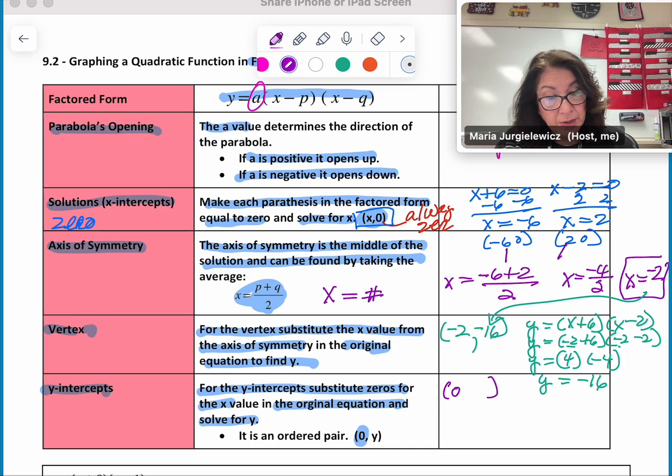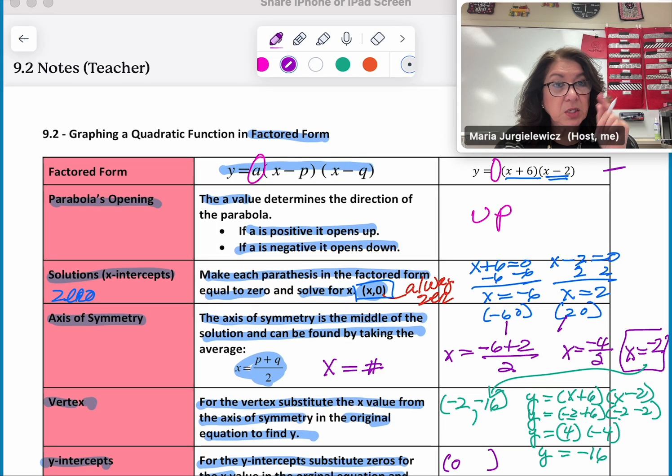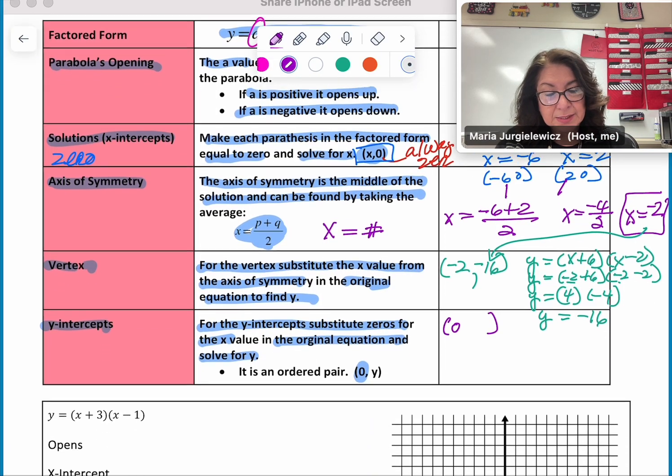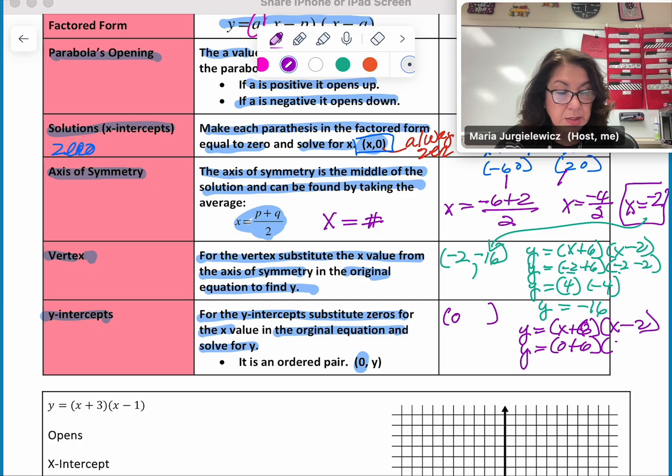I'm going to go back to my original equation and put a 0 in every time I see an x. So y equals (x plus 6)(x minus 2), and I'm going to put in a 0. So 0 plus 6, 0 minus 2. 0 plus 6 is 6. 0 minus 2 is negative 2.